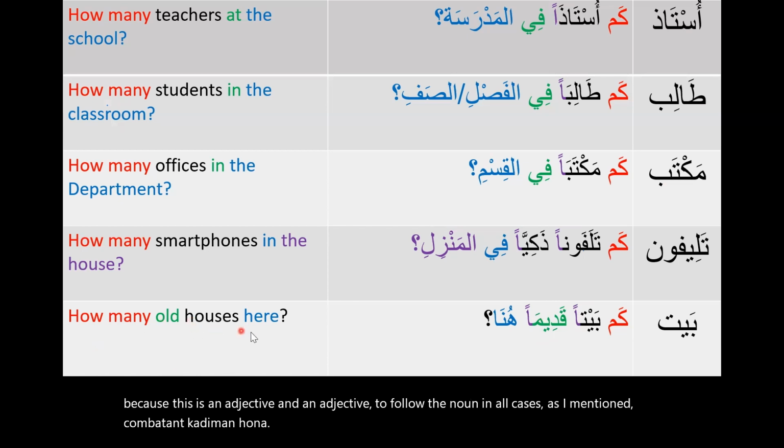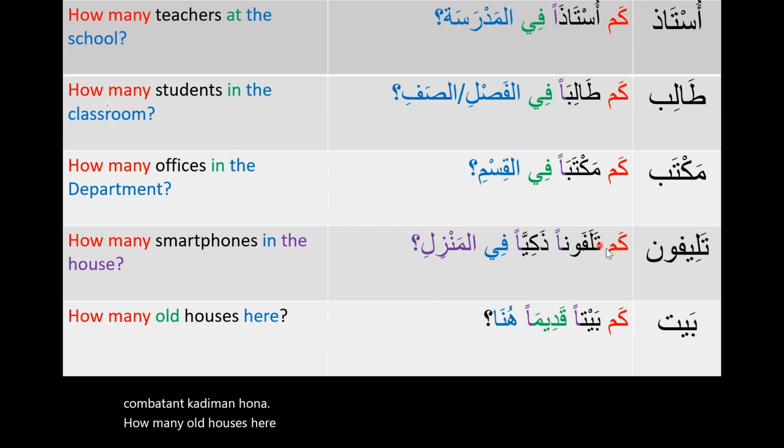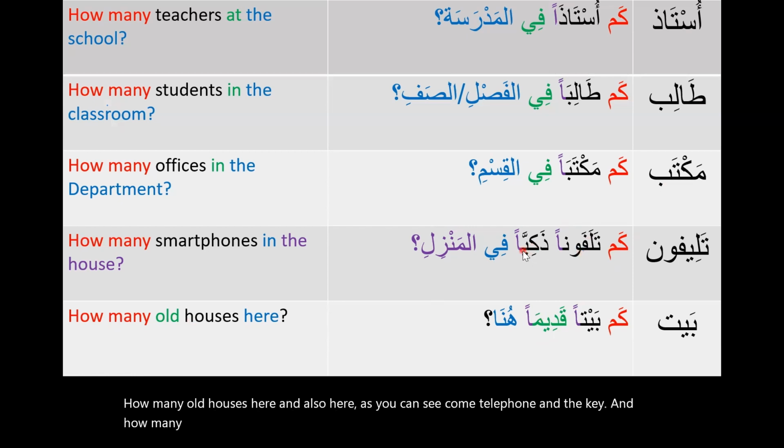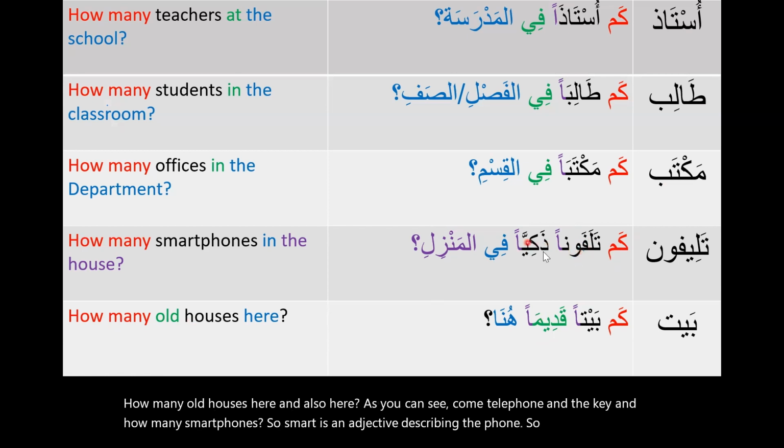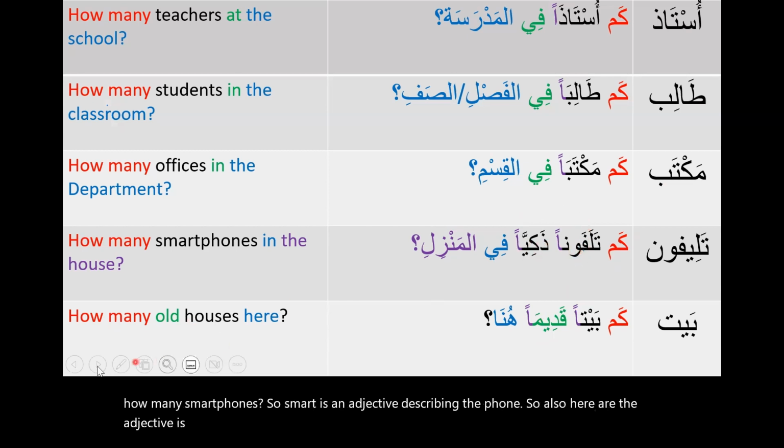How many old houses here? And also here, as you can see, kam telefonan dhakiyan. How many smartphones? So smart is an adjective describing the phone. So also here, the adjective is following the noun.